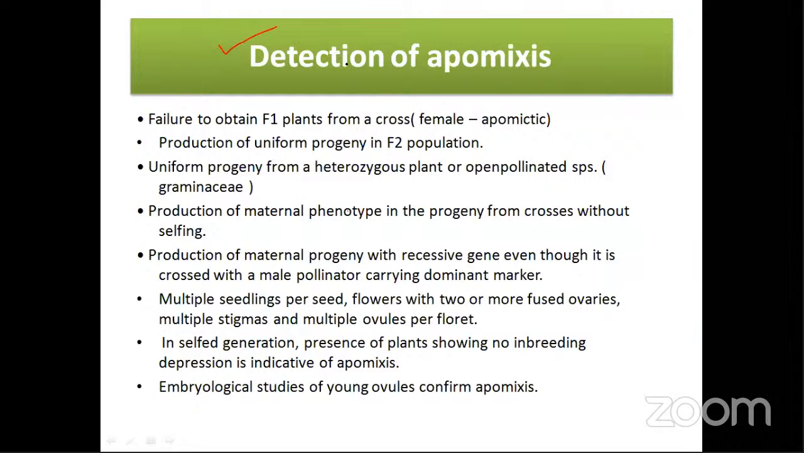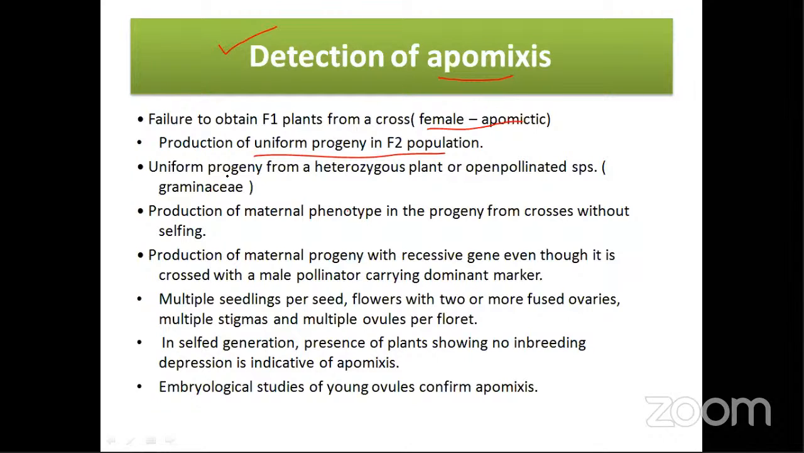So just for your knowledge sake, you can tell that apomixis is present in the plant if, when you have crossed the particular plant, meaning two parents, you are not able to obtain the F1s from the cross. The condition might be that the female is apomictic in nature, which is why you didn't get any seed. And the F2 population should be segregating in nature, but if you find uniform progeny in the F2 population, that might be a case of apomixis, right?